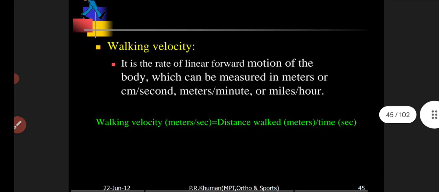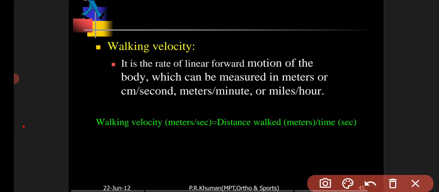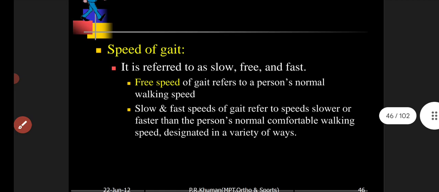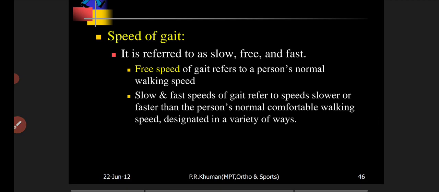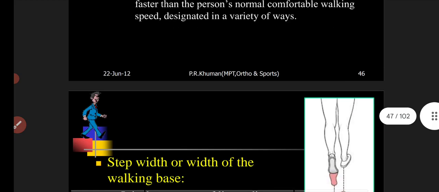Walking velocity is the rate of linear forward motion of the body, which can be measured in meters or centimeters per second, meters per minute or miles per hour. Speed of the gait is referred to as slow, free and fast speed. Free speed of the gait refers to a person's normal walking speed. Slow or fast speed refers to a speed slower or faster than a person's normal comfortable walking speed, designated in various ways.